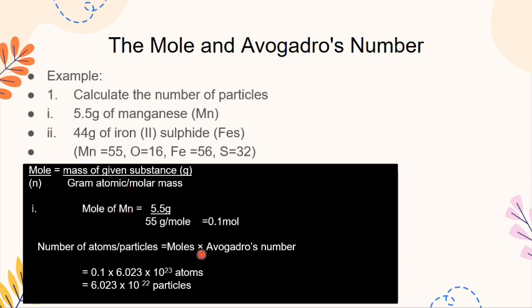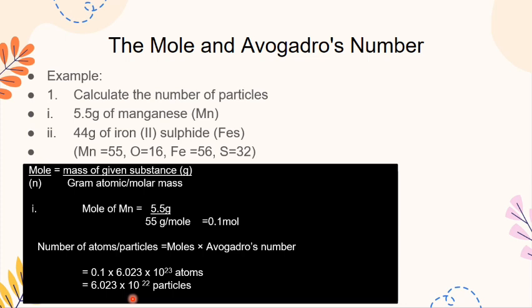So having gotten the mole, which is 0.1 mole, we can now have 0.1 times 6.023 times 10 to the power 23. So that gives us 6.023 times 10 raised to the power 22 particles. So the number of particles therein for 5.5 grams of manganese is 6.023 times 10 raised to the power 22 particles.